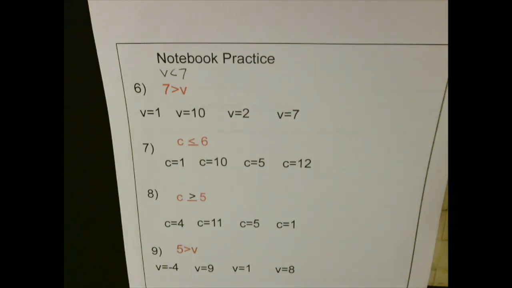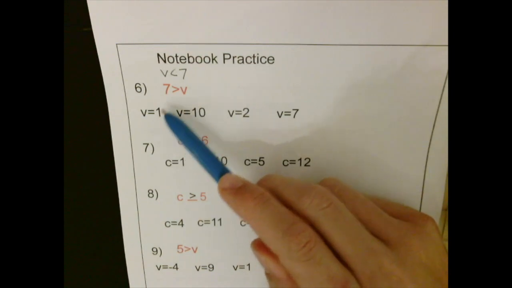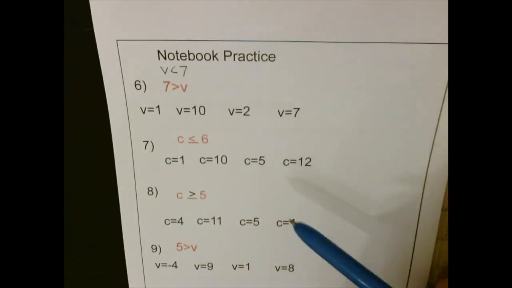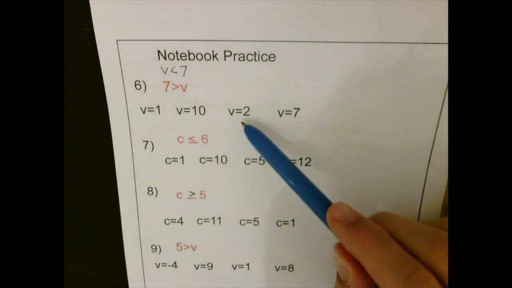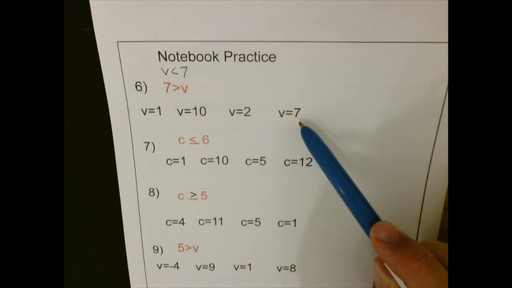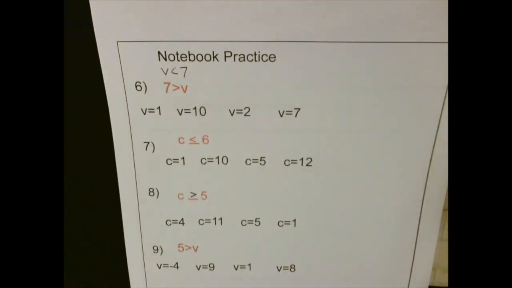So what are some possible solutions for this inequality? V is less than 7, so 1 is less than 7. 2 is less than 7. Is 7 less than 7? No, 7 is not less than 7. So those are our possible solutions for this inequality. Let's continue.